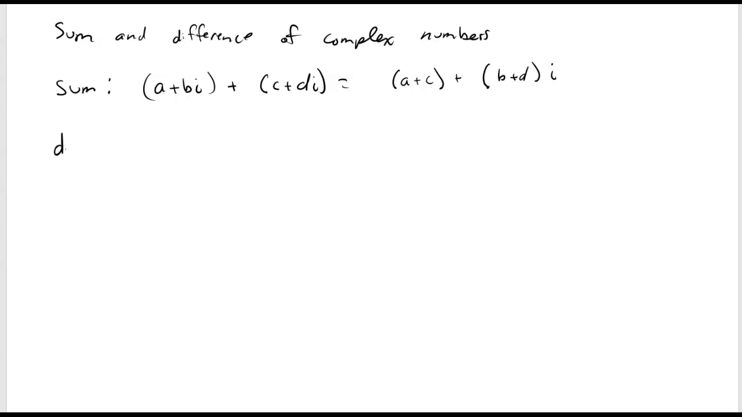Okay, difference just means that we're going to subtract. And so again, a plus bi, and then this time minus c plus di. And so you'll take your values and you'll subtract the a and the c together, and you'll subtract the b and the d together. Now notice that there is an addition sign because we don't actually know what number we plug in for c and d, if this is actually going to turn out to be a positive or a negative number. So let's go ahead and do an example.